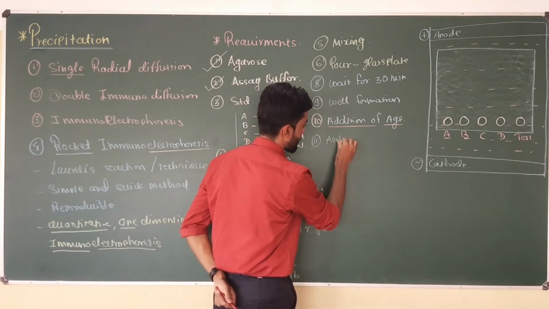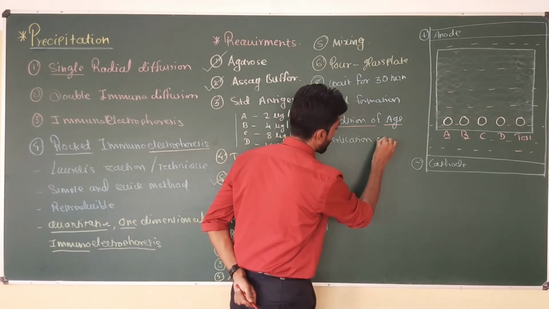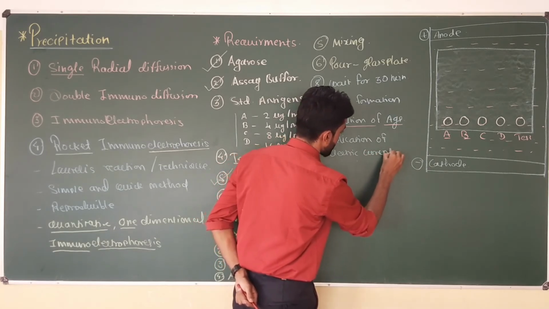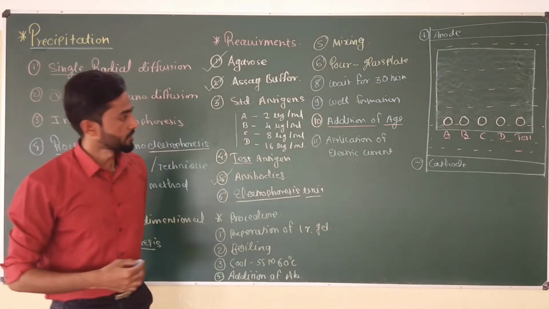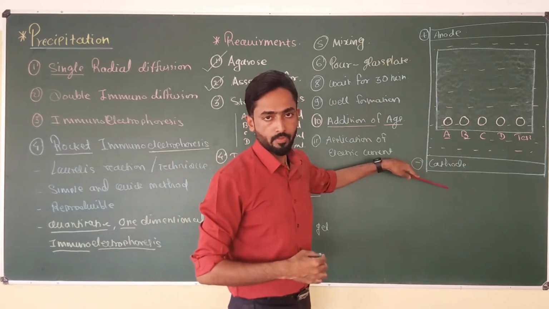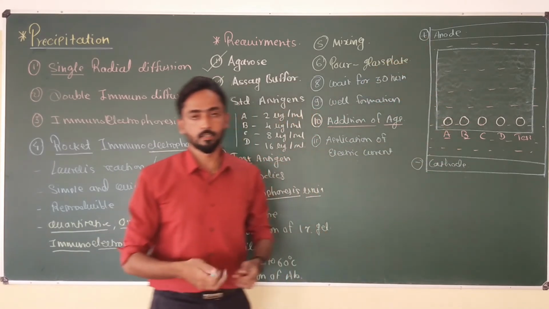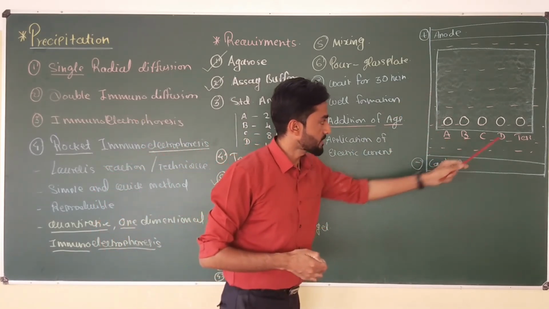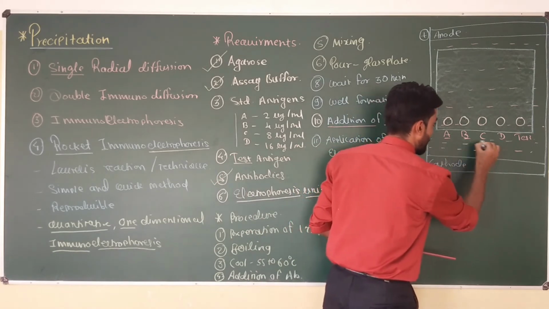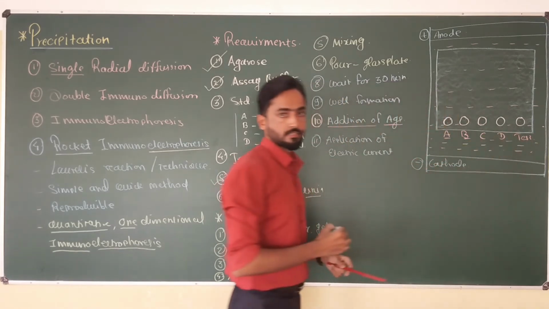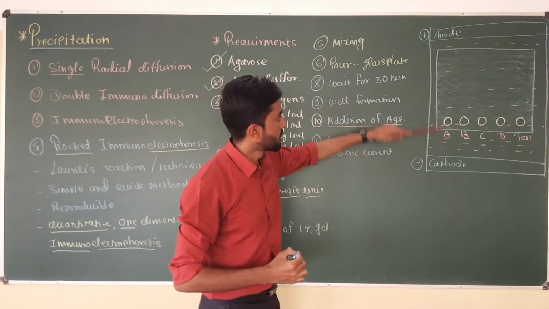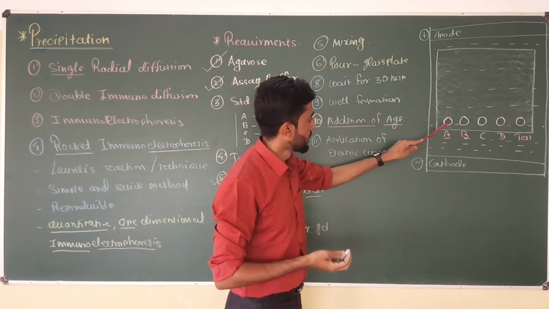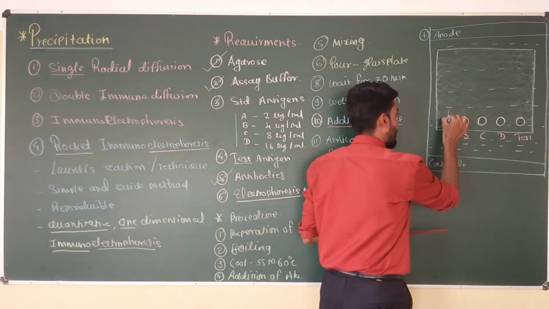After addition of the antigens in the wells, the next step will be application of electric current. Generally, 100 volts will be applied through this anode and cathode, because the cathode and anode are directly connected to the power pack. Once you apply the electric current, these antigens, all 5 of which are negatively charged, are going to migrate towards the positive anode. So the antigens start migrating in this direction.